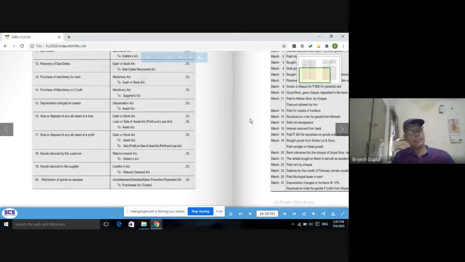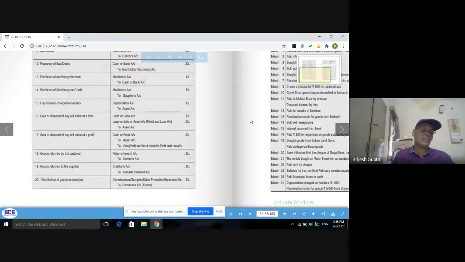So write the entry: cash payment of expenses, expenses paid in cash. Entry will be concerned expense account debit to cash account. Sir, can you repeat? The transaction is expenses paid in cash. Okay. So the entry will be concerned expense account debit to cash account.